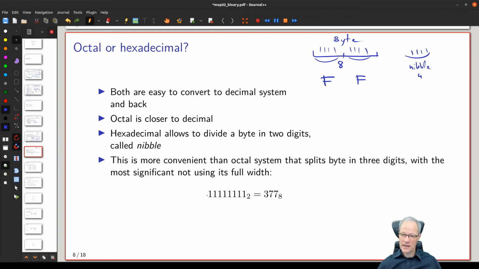Now, if we're looking at 111 111 in the octal system, it would be 7, 7, and 3, 3, 7, 7. That's how we got this number, right? But in hexadecimal it would be F and F, right? We don't need to imagine any extra bits here.